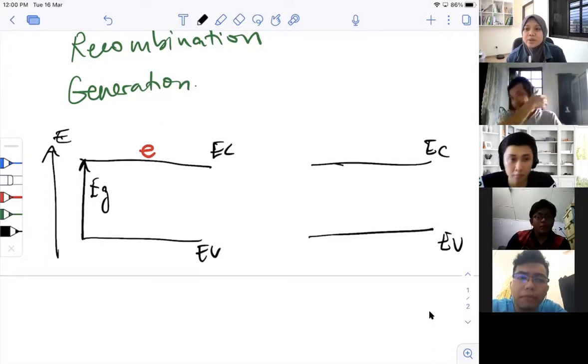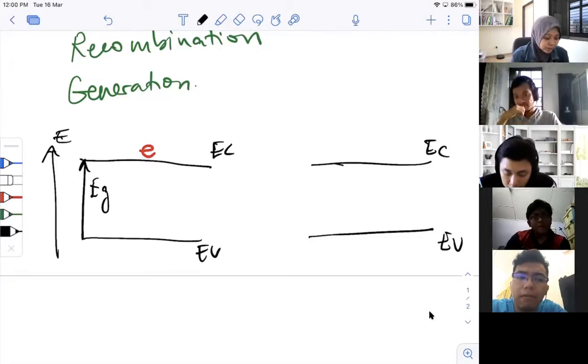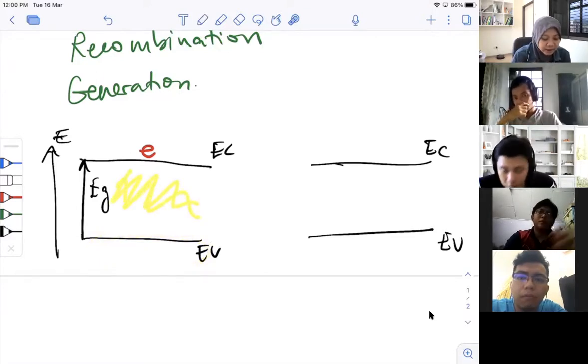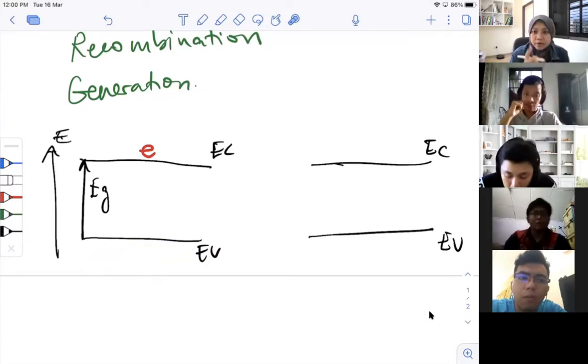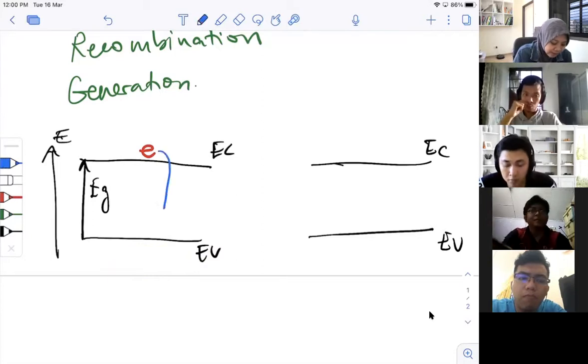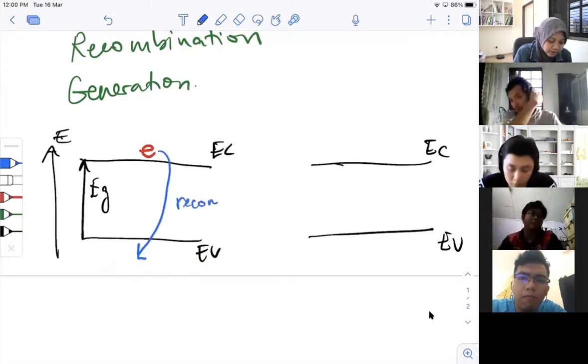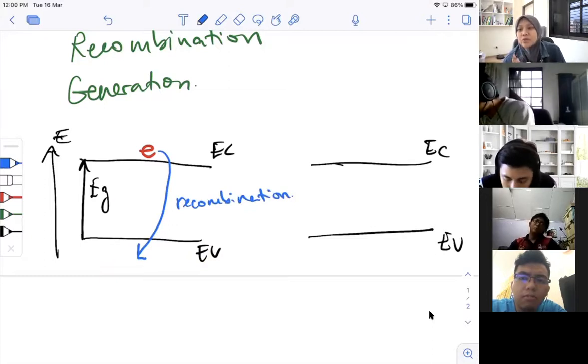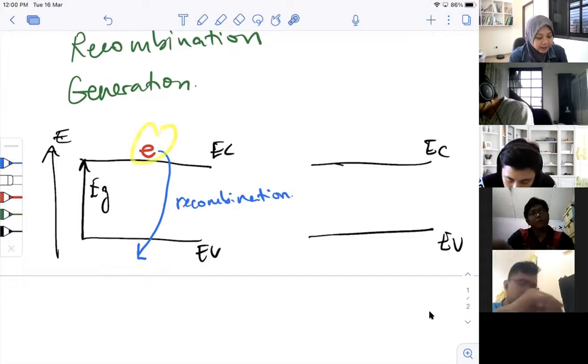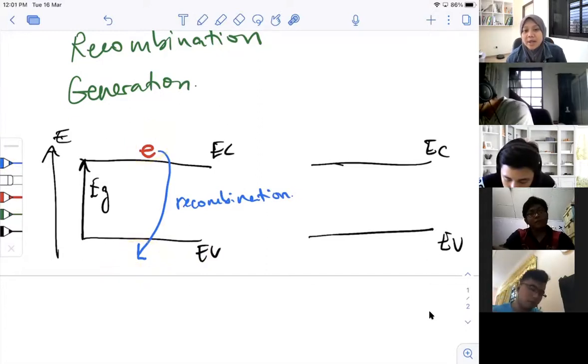So they will try to find an opportunity to go to the lower level. The electron cannot be in the band gap, because it's a forbidden band gap. There is no energy level or state. So this electron will want to go to the lower level, which is in the valence band. And this process is called recombination, the process where the electron loses energy. Because the electron at a high energy, if it goes to the valence band, it loses energy.